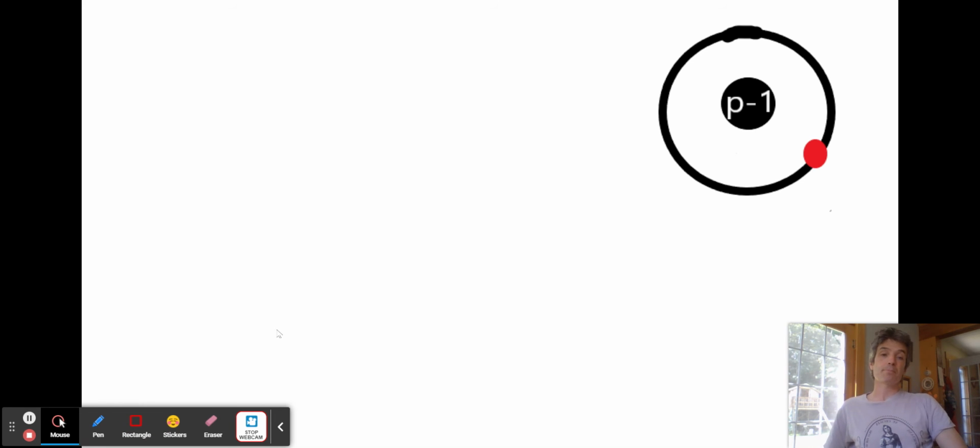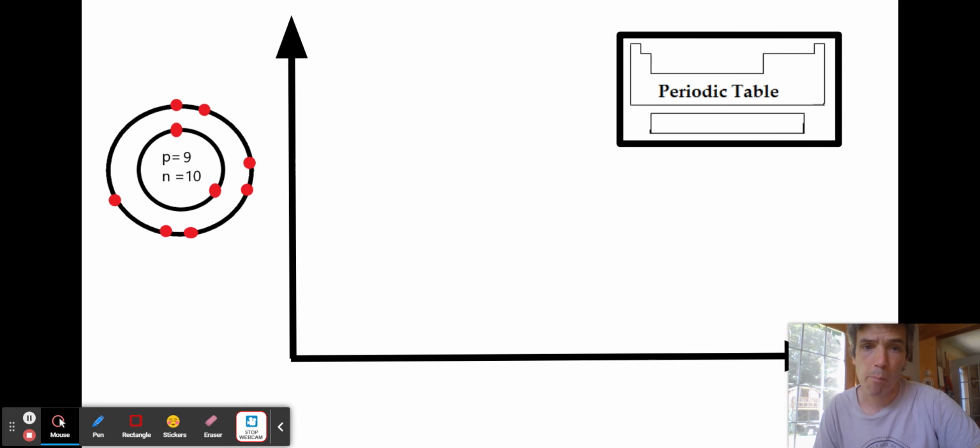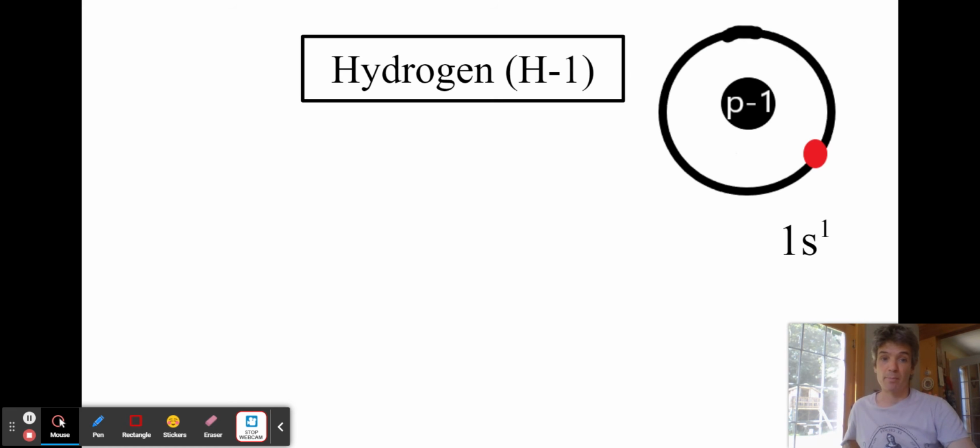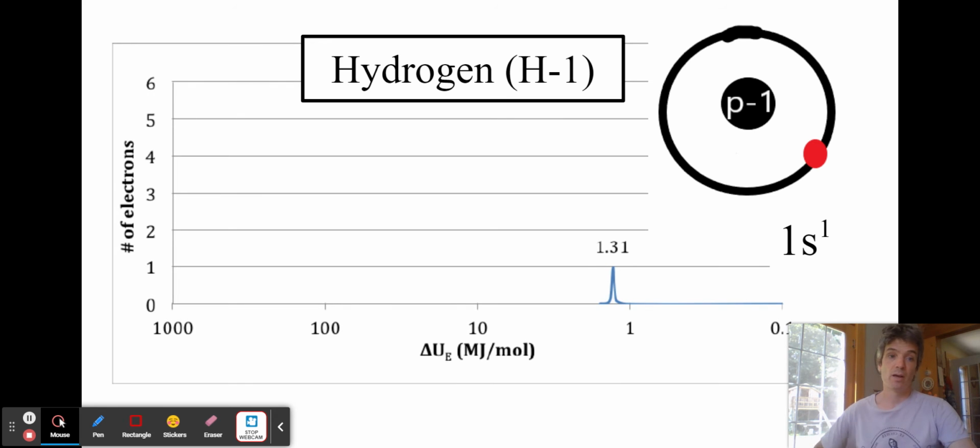All right, now, what element is this? Now we're going to actually look at what the data looks like. All right, what element is this? It's got 1 proton, it's hydrogen. There it is. So its graph is going to have 1 peak for the 1s electron, and there it is.